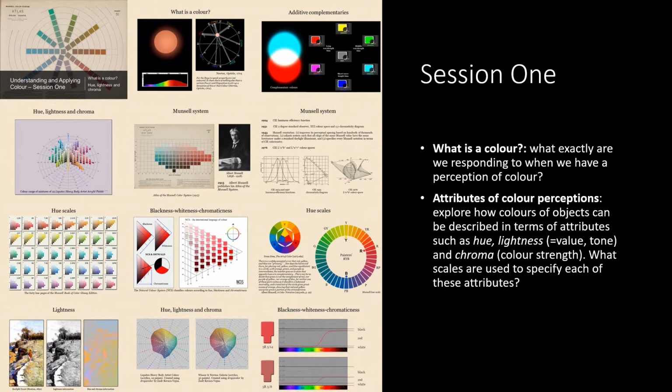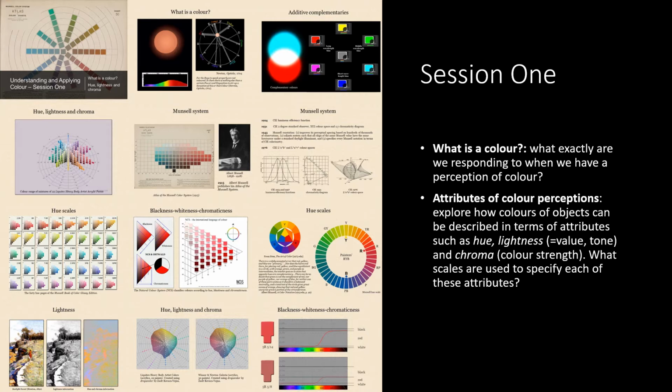So I'd just like to go through the content of those 8 sessions and show just a sample of the slides from each of the sessions here. So session 1 looks at what is a colour, what exactly is colour a perception of, and then looks at the attributes of colour perception.